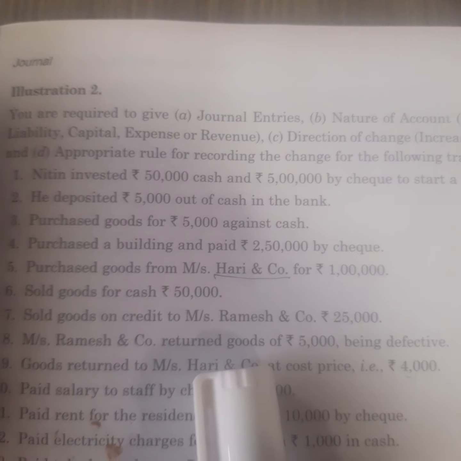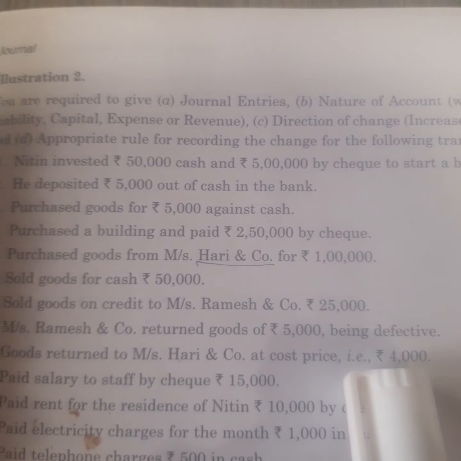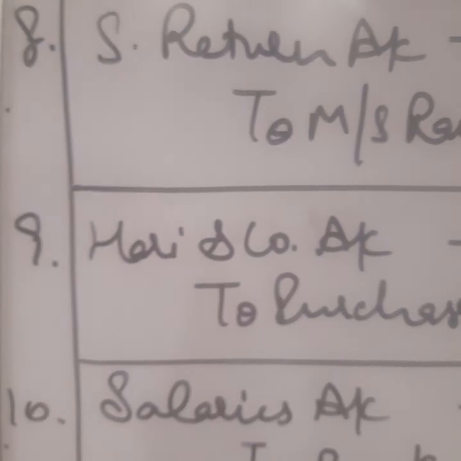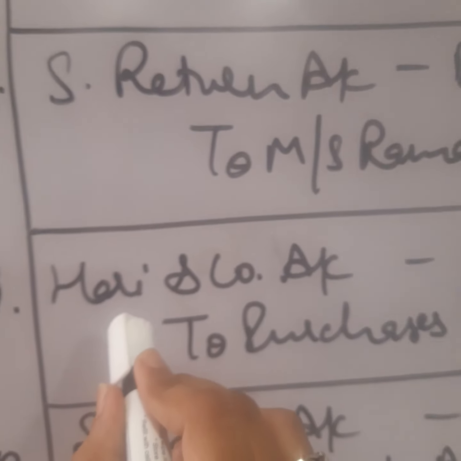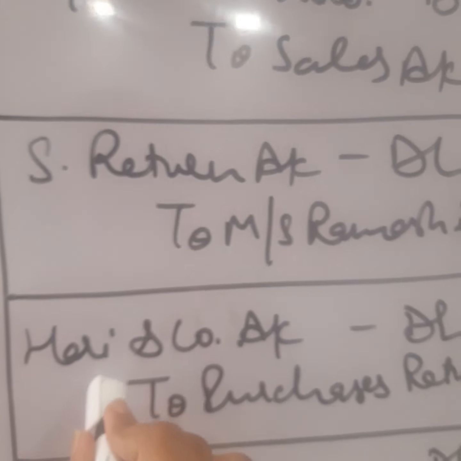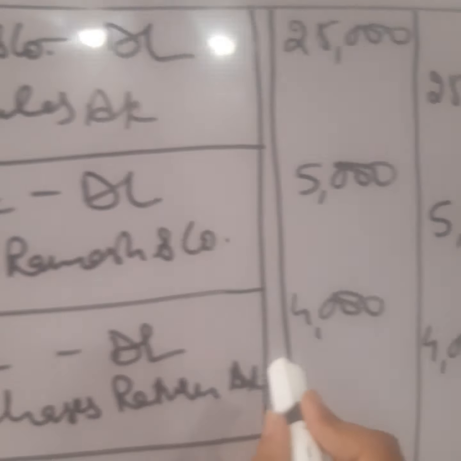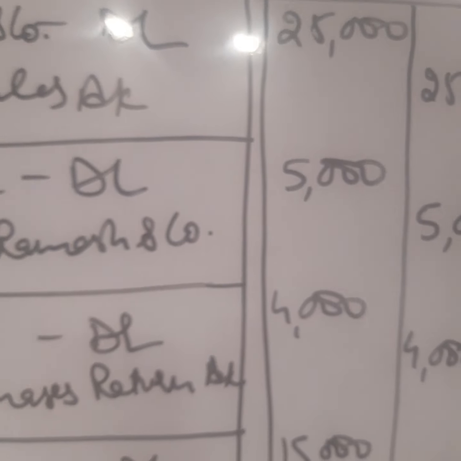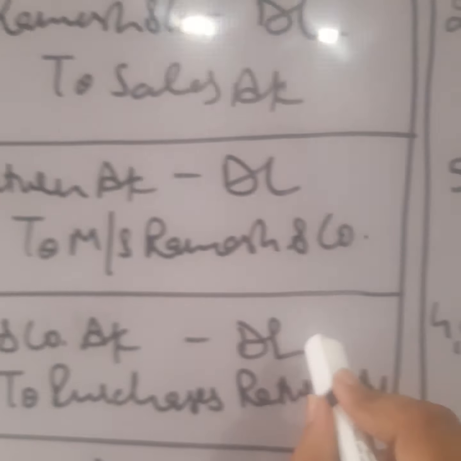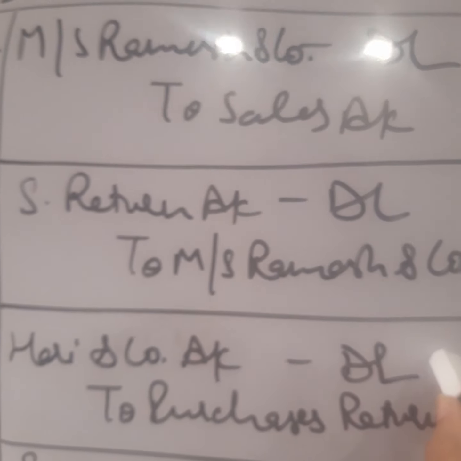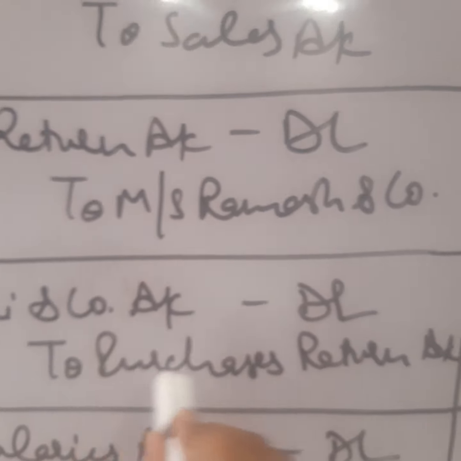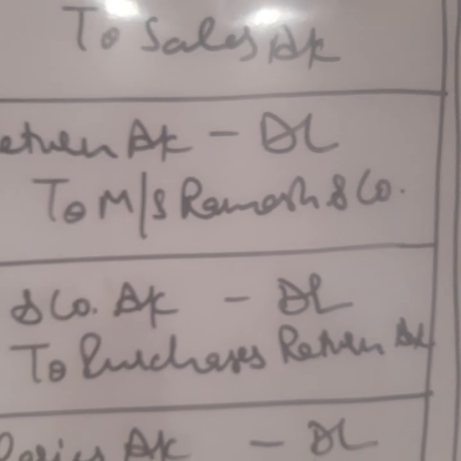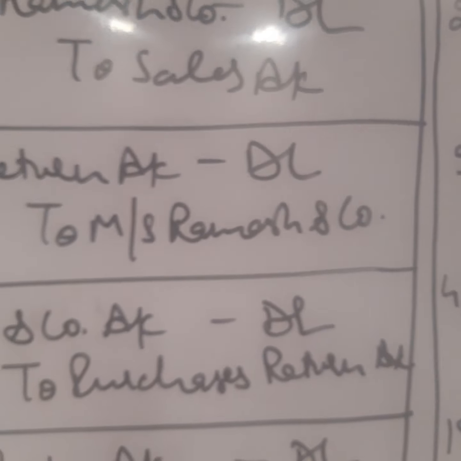Next is: goods returned to Messrs. Hari and Company at cost price 4,000. Now we are returning the goods to Hari and Company. Hari and Company was our creditor. We are reducing our liability because we are sending the goods back to him for rupees 4,000. So liability is getting reduced, so the account will be debited. Purchases return. Our expense was purchases. Now this expense is being reduced, so it will be credited with rupees 4,000.